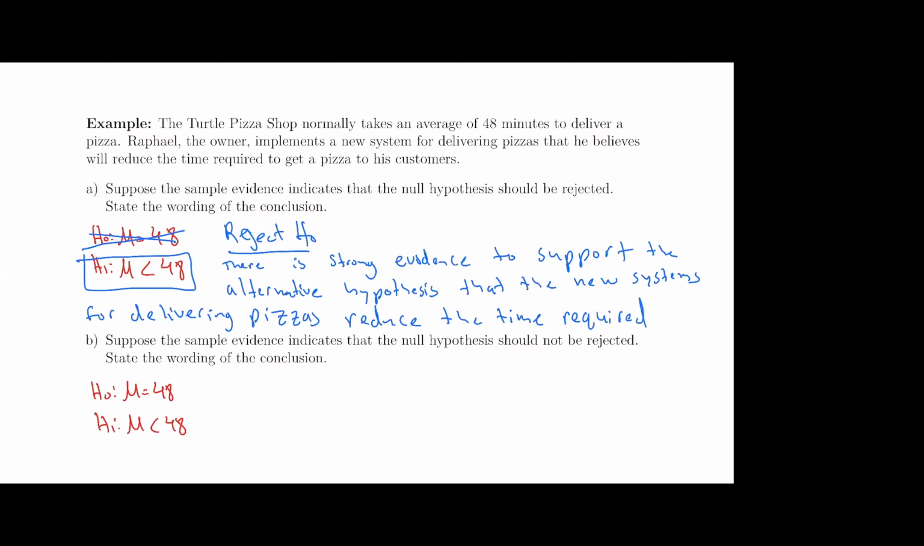So for this one, we'll put, there is strong evidence to support the alternate hypothesis that the new system for delivering pizza reduced the time required. And that's it. So if you look at it, you're saying, is there strong evidence or is there no evidence to support this? Since we reject the null hypothesis, we're rejecting the claim that the new system didn't make a difference, and we're concluding that the new system is actually helping reduce the pizza delivery time. So that's how you want to do it if we reject the null hypothesis.